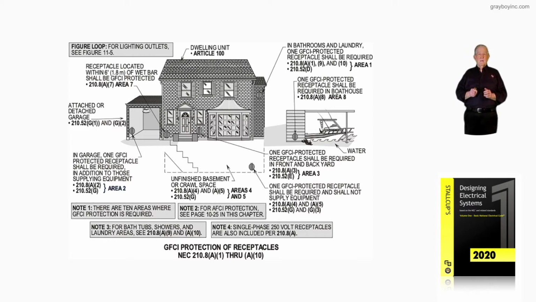To begin, we tell you in the NEC loop for the lighting outlets that's required in a dwelling, see figure 11-5. But we're dealing with receptacles now, and I would like to review the notes with you. Note 1, there are 10 areas where GFCI protection is required, 10 of them that you have to consider when you're wiring GFCI protection in a dwelling. Note 2, for AFCI protection, we would need to see page 10-25 in this chapter, and we could pick up rules for AFCI protection.